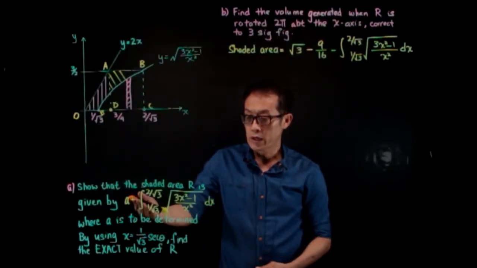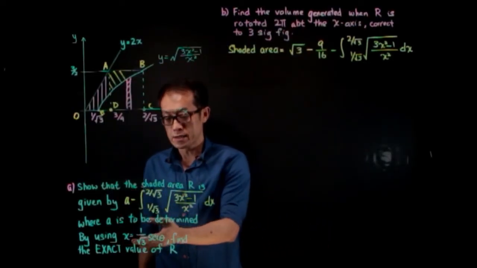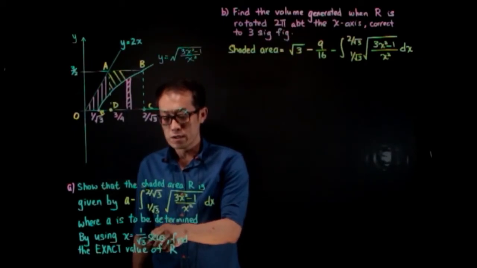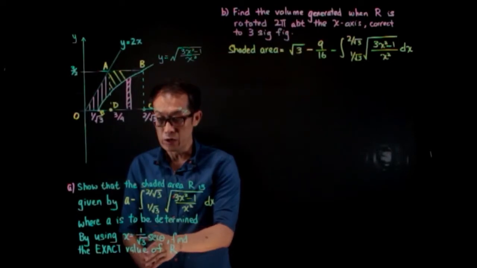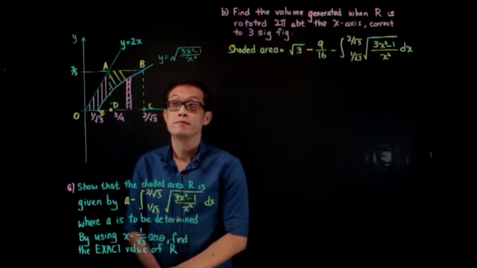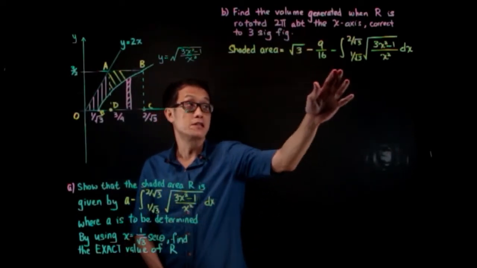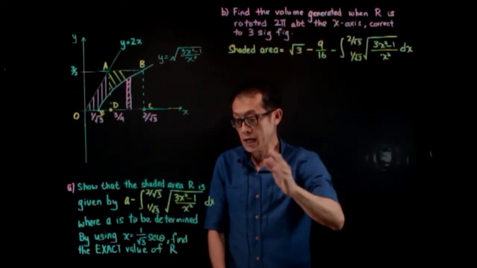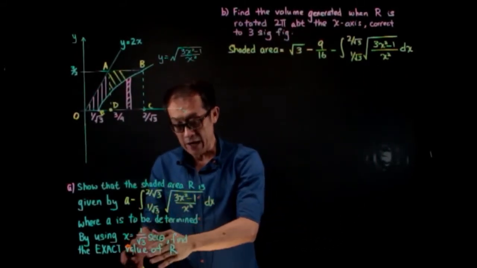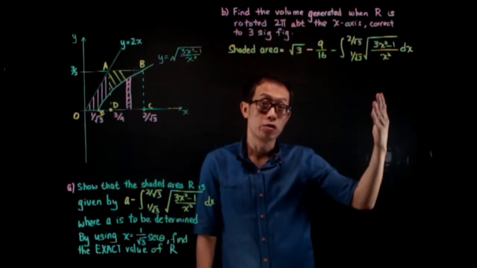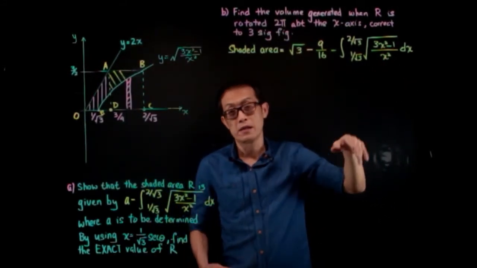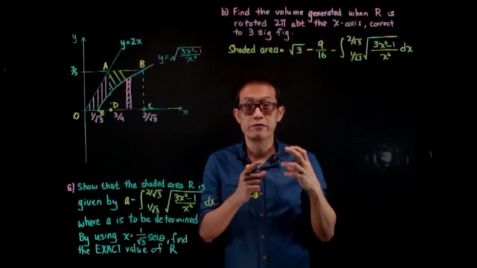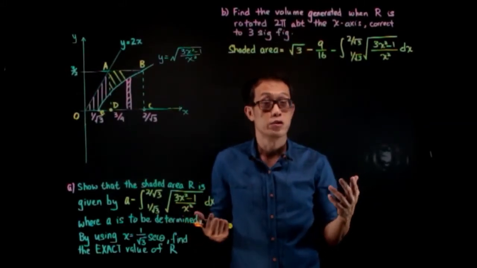Now, we are supposed to use x equals secant theta over root 3 to find the exact value of the shaded area. The shaded area is given by this. They say exact value, so that means we cannot use the GC. Otherwise, you can just punch this into the GC. But if you use the GC, it won't give you the exact value. So we have no choice.